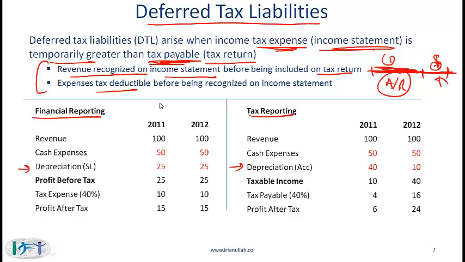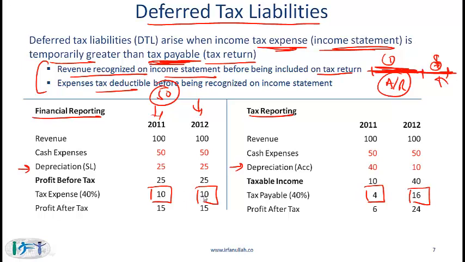Notice that the only difference is with depreciation. We have the same situation where the company buys an asset for 50. On the financial reporting side, the depreciation is 25 and 25. On the tax reporting side, the depreciation is 40 and 10. So notice in 2011 the tax expense is 10, and we calculated this on the earlier slide, whereas on the tax reporting side the tax payable is less than 10. The tax payable is only 4. In the next year the tax expense again is 10, but the tax payable is 16.